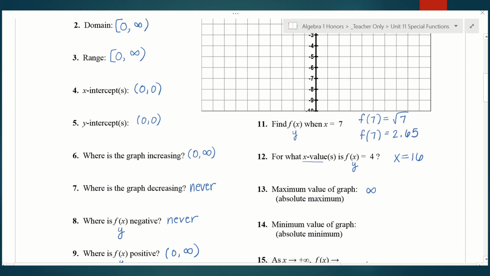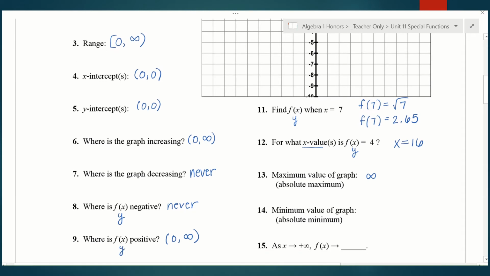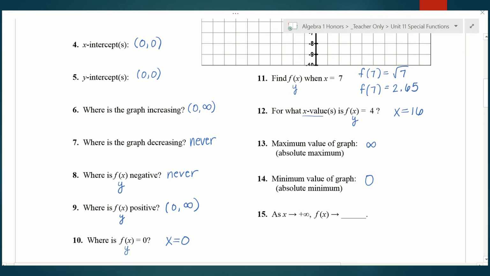What is the minimum value of the graph? So the lowest that it goes, we said was 0. And this right here means as x approaches positive infinity. Okay, so as we go to the right on our graph, x is going to infinity. What happens to f of x, or what happens to y? Well, if x is going to infinity, y is also headed towards infinity because at the same time on that graph, they're both increasing. So they would both be going to infinity.